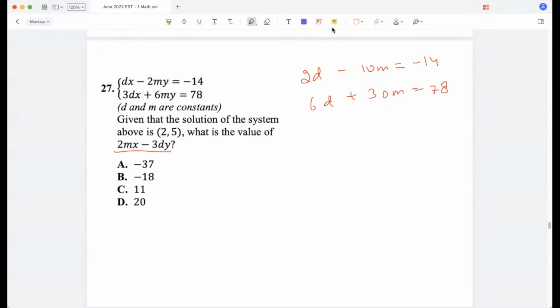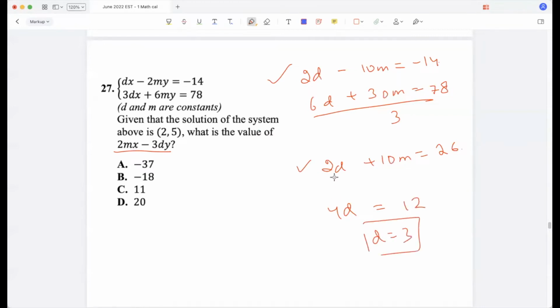So let's divide this equation by 3. So 2d plus 10m is 26. And then let's add this and this. So 4d is 12. So d is 3. Okay, and if d is 3, then 6 plus 10m is 26. So 10m is 20. So m is 2, right?